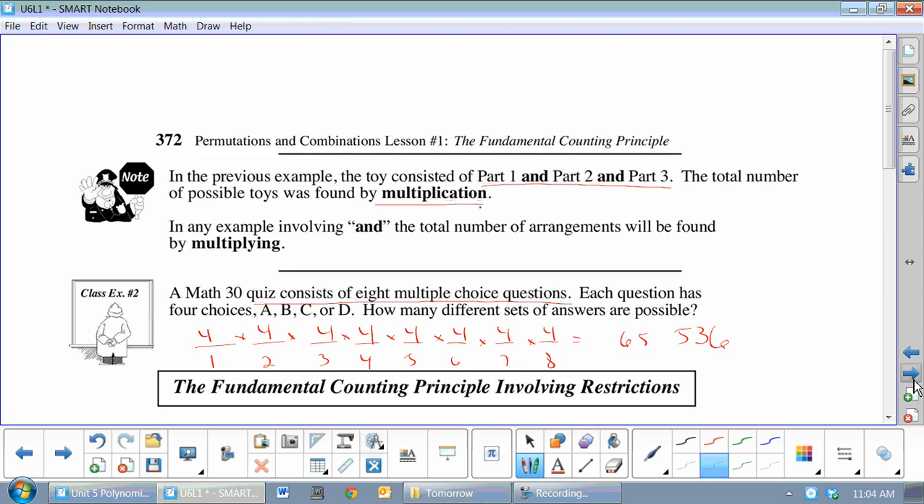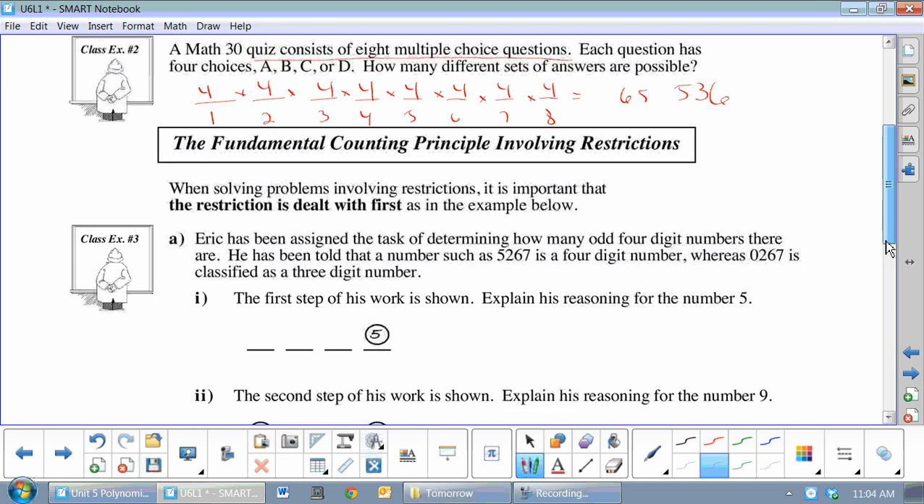Okay. Now, the reality is there's always going to be restrictions. And we're going to start getting into some of these. Now, here is one of the most important things you need to know: you always deal with the restrictions first, okay? Now, Eric has been given a lot of questions today, so you will discuss him often. He has been given the task of determining how many odd 4-digit numbers there are in the world.